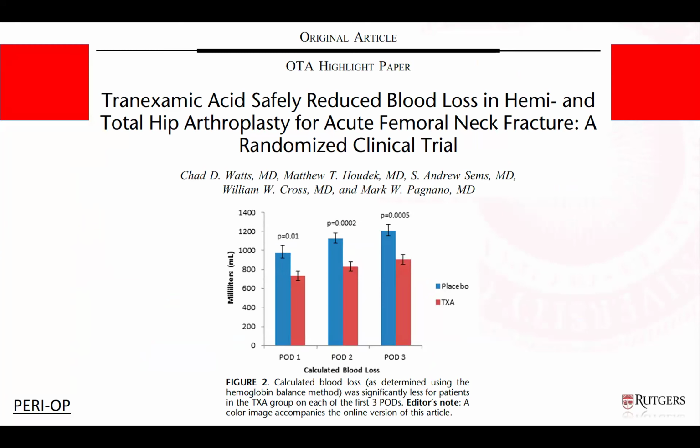This is another article out of the Journal of Orthopaedic Trauma in 2017 at a level 1 academic center. It was a prospective, double-blinded randomized control trial of patients undergoing total hip arthroplasty for femoral neck fractures within 72 hours of presentation. They used the same calculation of blood loss. It showed that on postoperative day 1, 2, and 3, there was more blood loss based on their calculations in the placebo group than the TXA group. For reference, in this paper they used 15 milligrams per kilogram, or max of 1 gram before incision, and then a second dose at wound closure.